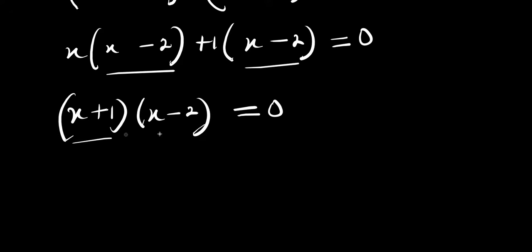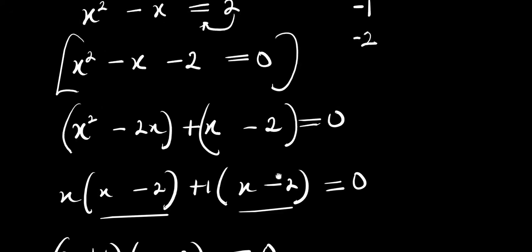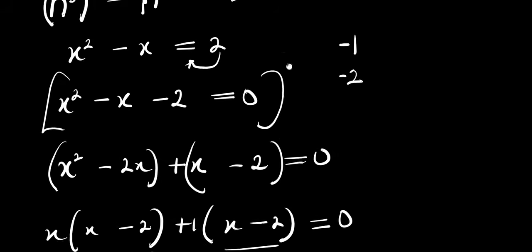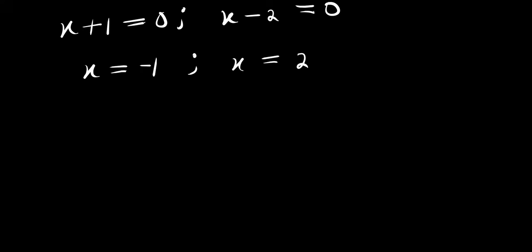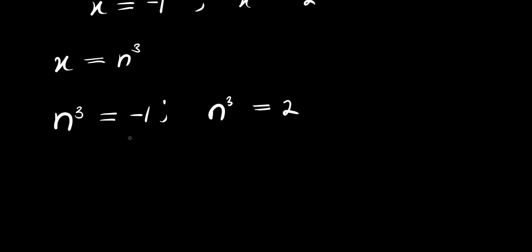So I'm going to equate each of these to 0. I have x plus 1 equals 0 and x minus 2 equals 0. So from here, x equals -1 and also x equals 2. So let's recall what is our x. x is n power 3. So I have n power 3 equals -1. Also I have n power 3 equals 2. So let's solve for this one first and move this over here.